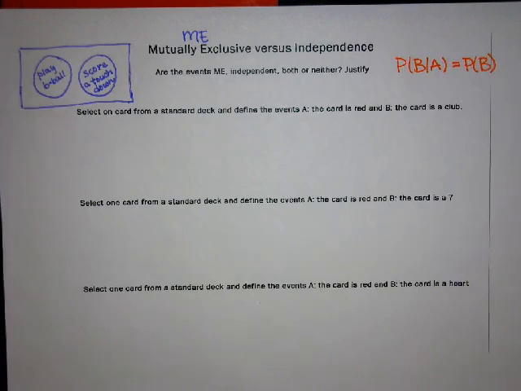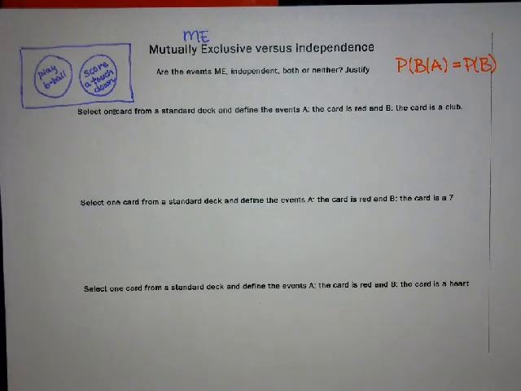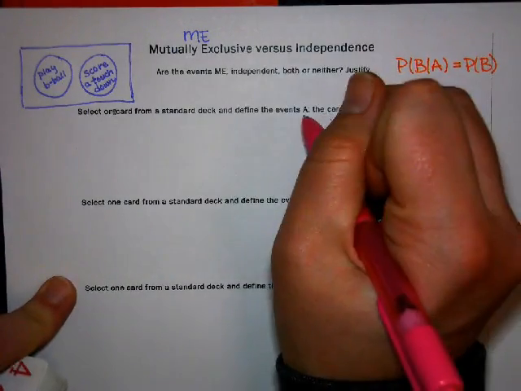So, we're working with cards again. Cards are something that, at least in my head, even if I don't have a deck of cards, I can kind of visualize. So we're going to select just one card from a standard deck. Event A, the card is red. Event B, the card is a club. So can I have a card that is both red and a club at the same time?